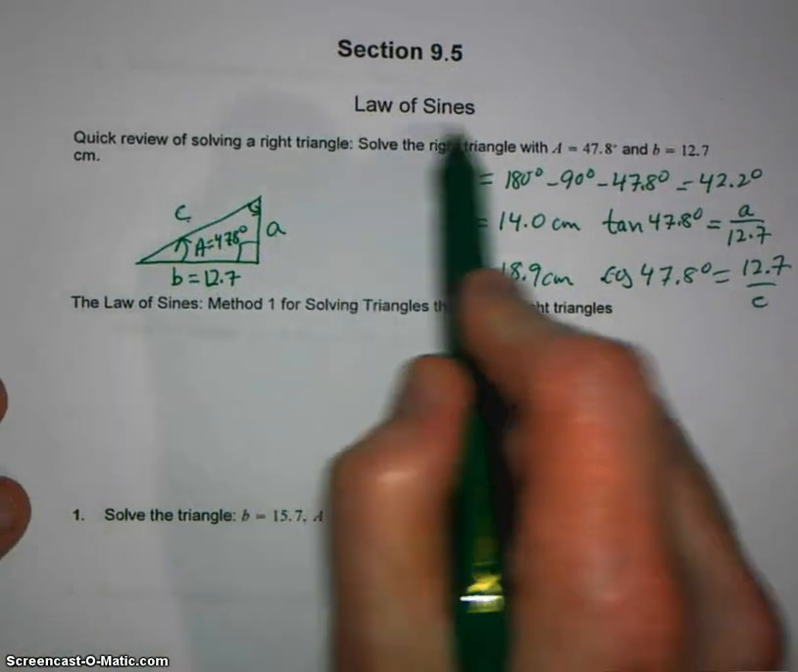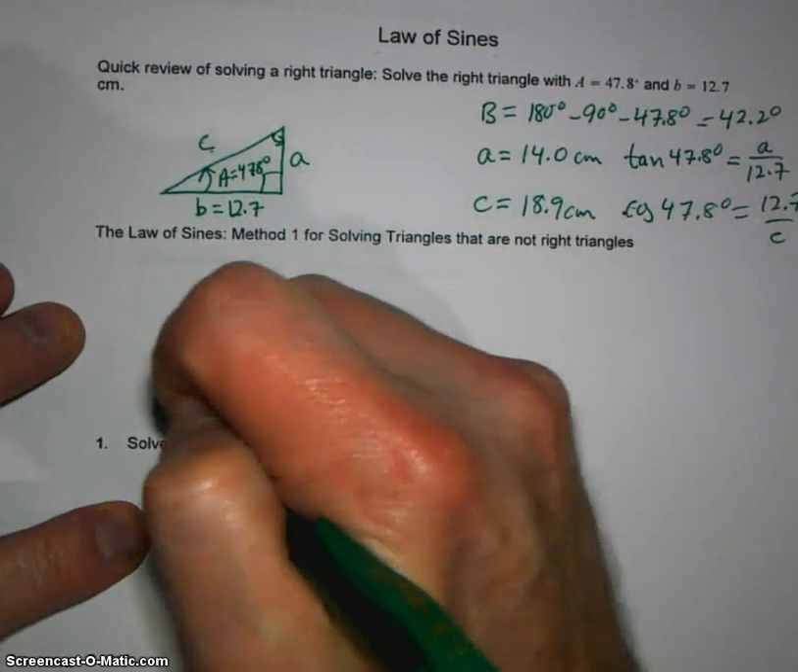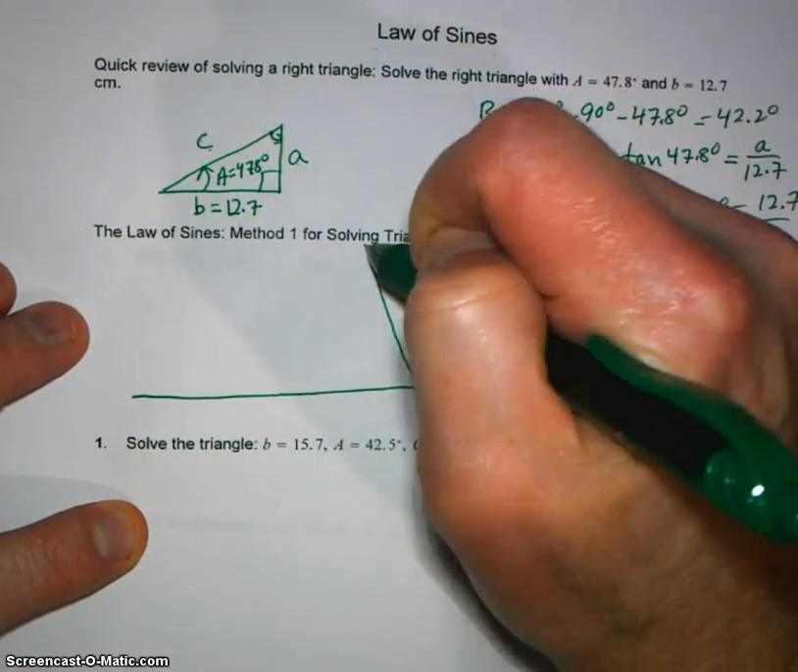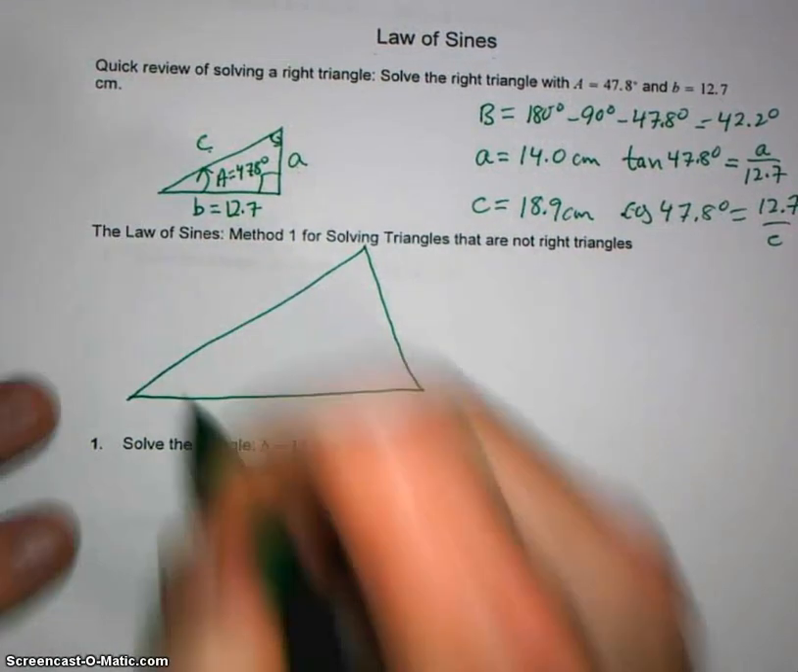So we have two different methods. One is called the law of sines. That's what we'll do in 9.5. And the other is called the law of cosines. All right, so let's talk about this law of sines and how it works. So I'm going to draw a triangle here. This triangle is not a right triangle. I'm going to tell you that right now.